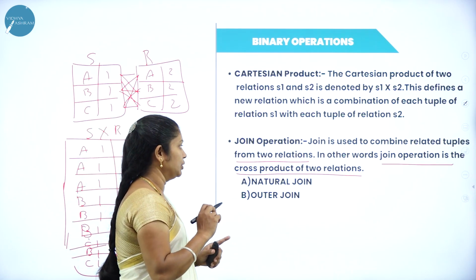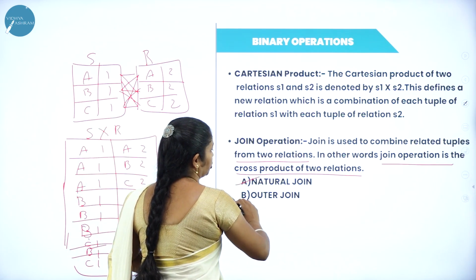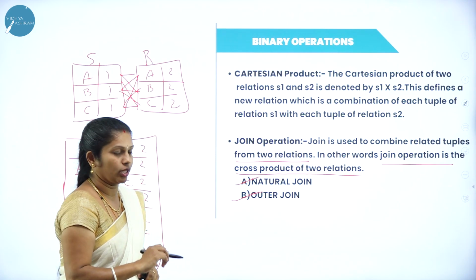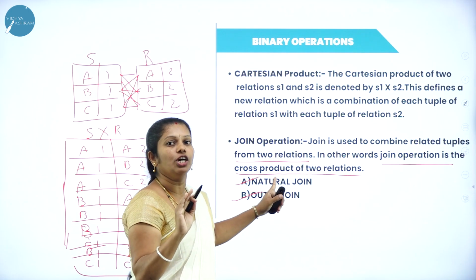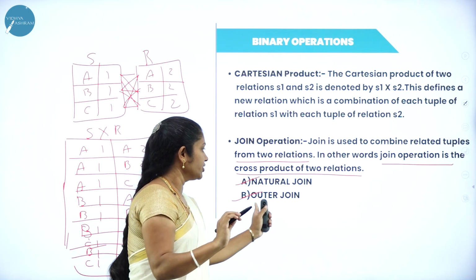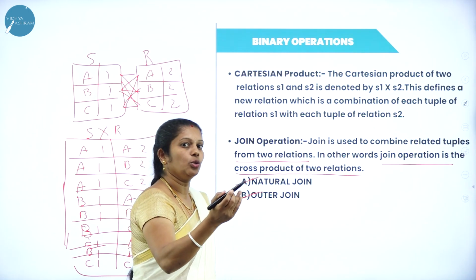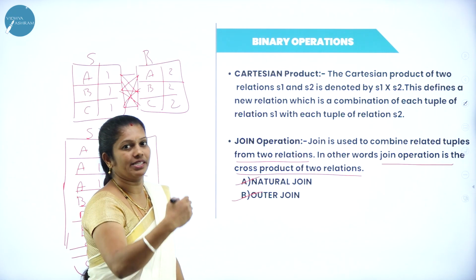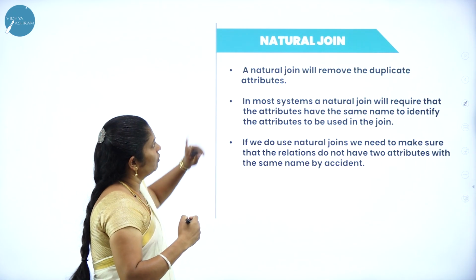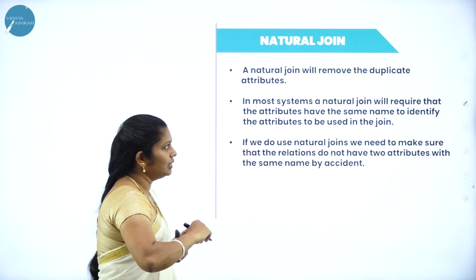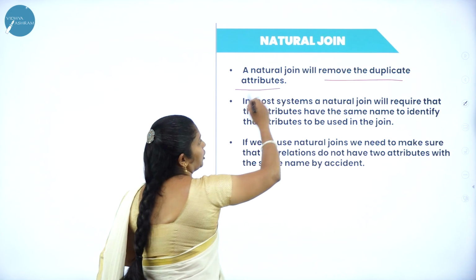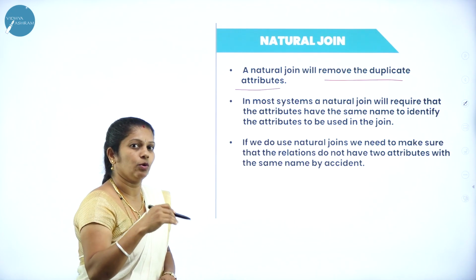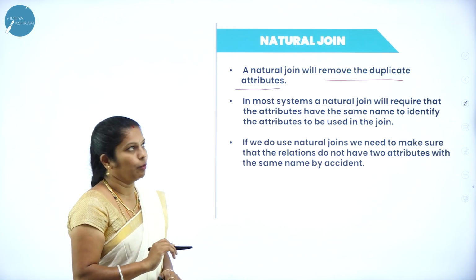When we come to types of join operation, we have two types: natural join as well as outer join. In natural join, the main thing is that it will join, but it will remove the duplication. Whereas outer join will also remove the duplicates, but in this we have three types. One by one we will discuss. Natural join will remove the duplicate attributes. Whatever duplicate is there in both the tables, it will remove.